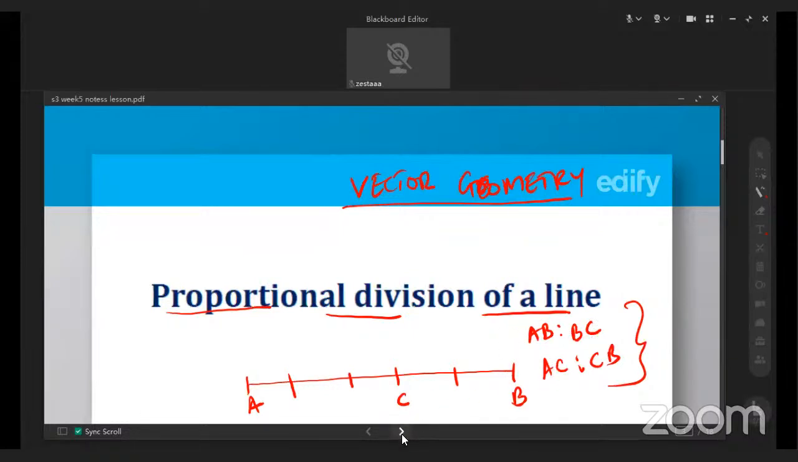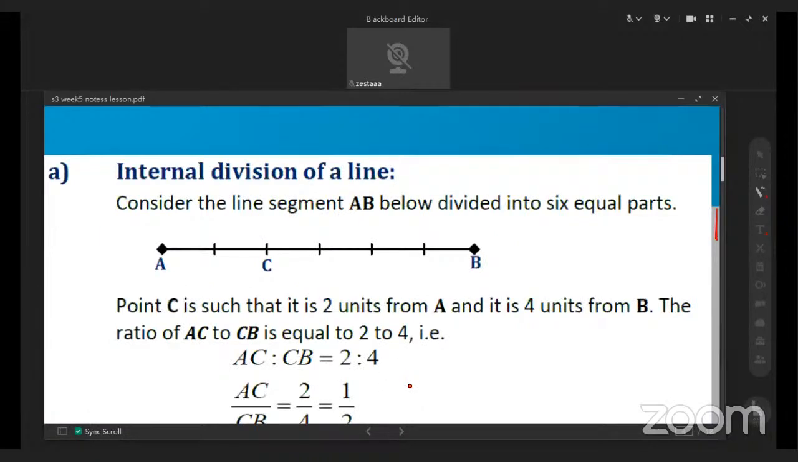Now, in here we say there are 2 ways that you can divide up your line.